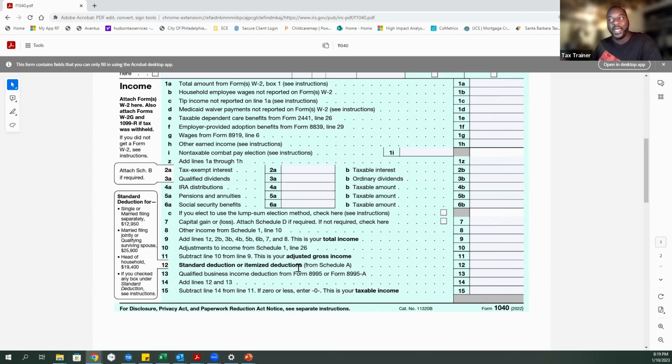Now, an itemized deduction gives me the opportunity to come up with more than the standard amount that the IRS gives me. The IRS gives me a standard amount based off of my filing status, but I can go in and say, I want to see if I can get more than it.